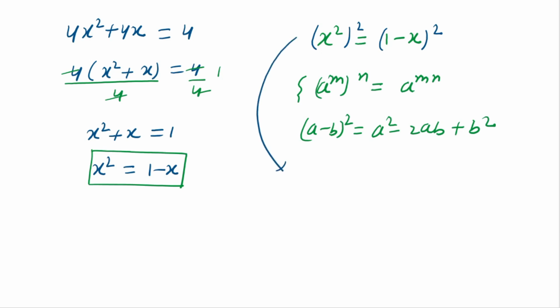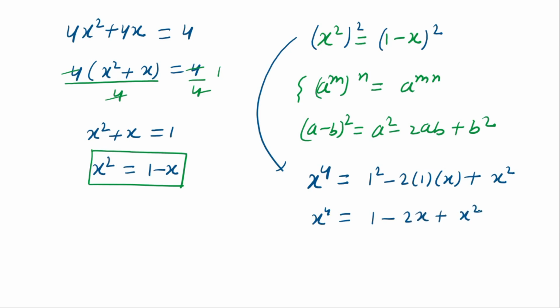This expression is x^4 equals, in the right hand side, 1 square minus 2 times 1 times x plus x square. So x^4 equals 1 square is 1 minus 2x plus x square. Here the value of x square is 1 minus x, so here 1 minus x.